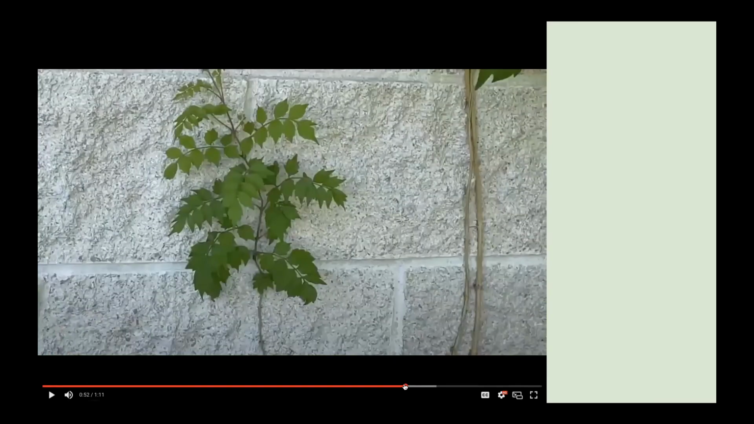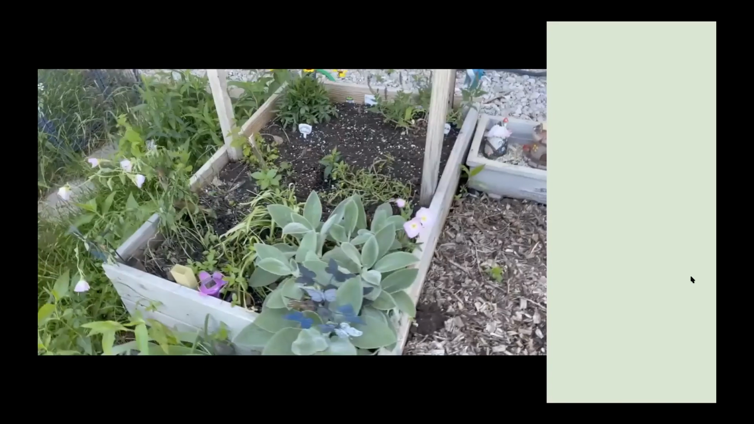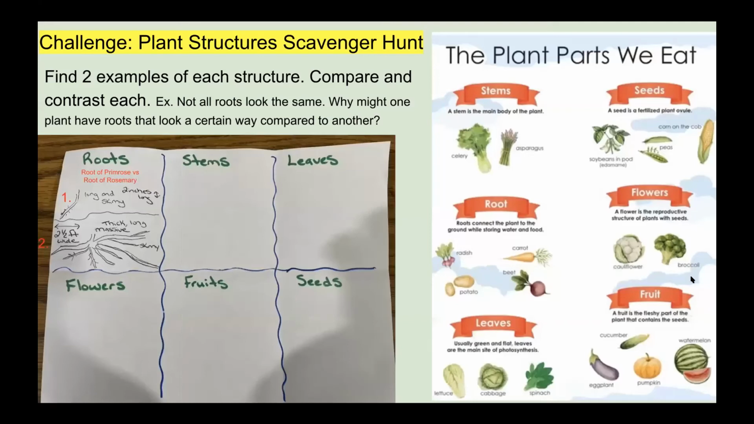What is something that helps it to grow and stick on that wall? And then in our next little thing, I have a challenge. It's a plant structure scavenger hunt. So see if you can find 2 examples of each structure. So look for roots, stems, leaves, flowers, fruits, and seeds, and compare why they are different.